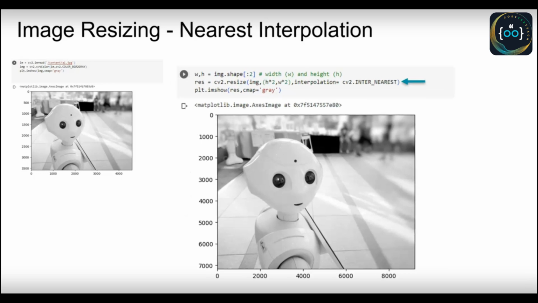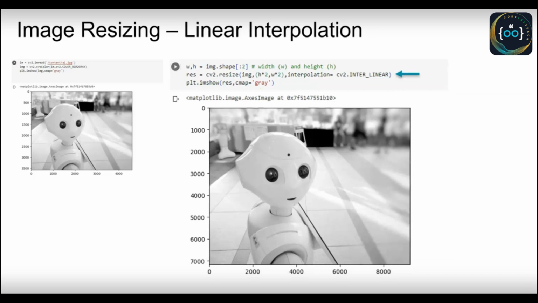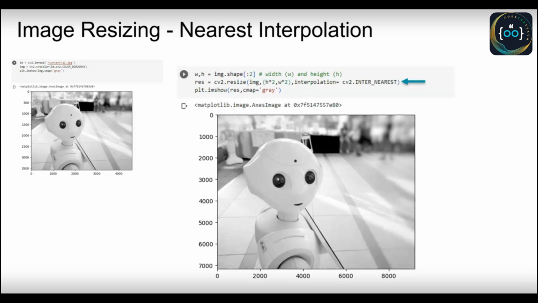We then apply the nearest interpolation. Here it is linear interpolation. Here it is cv2.INTER_NEAREST. So that does the nearest interpolation for resizing the image. The output is nearly the same because the image is fairly simple and straightforward.